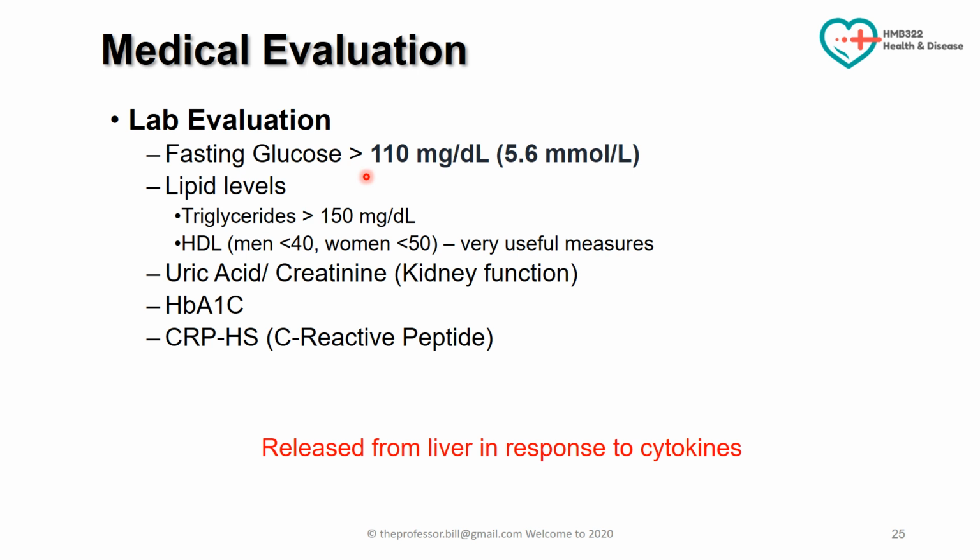If your fasting blood glucose levels are above 110 milligrams per deciliter, or you might see it as 5.6 millimoles per liter, then you might also be considered in that metabolic syndrome category. Triglycerides over 150, HDL below 40, and these are the more common ones that you get tested for as well. So does anyone know what the HbA1c is? What is that? Yeah?